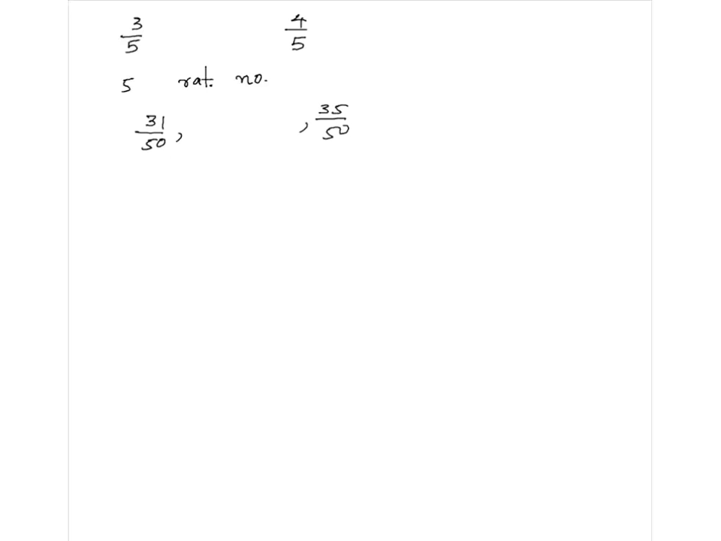19 by 30, 20 by 30, 21 by 30, 22 by 30, 23 by 30, 24 by 30. You started from 19. Yes, sir. Okay. Let's see. This one is correct. And the approach he has followed is 3 by 5 can be written as 30 by 50. 4 by 5 can be written as 40 by 50. So obviously, all these 5 will be lying in between these. That's a good method.